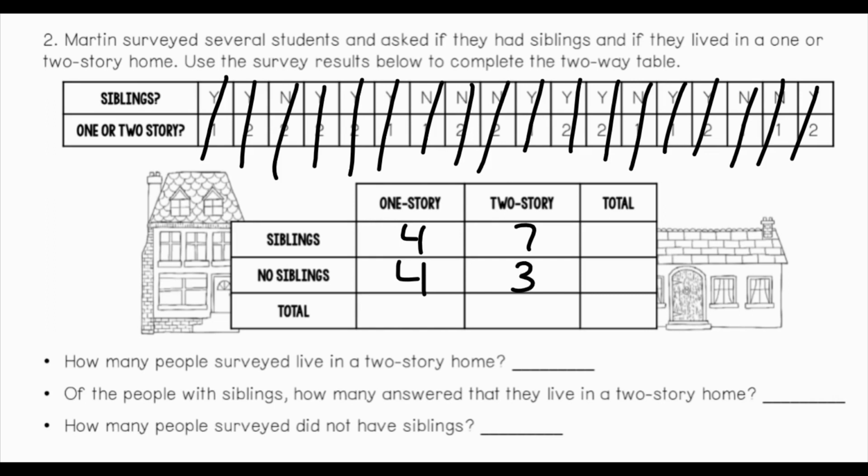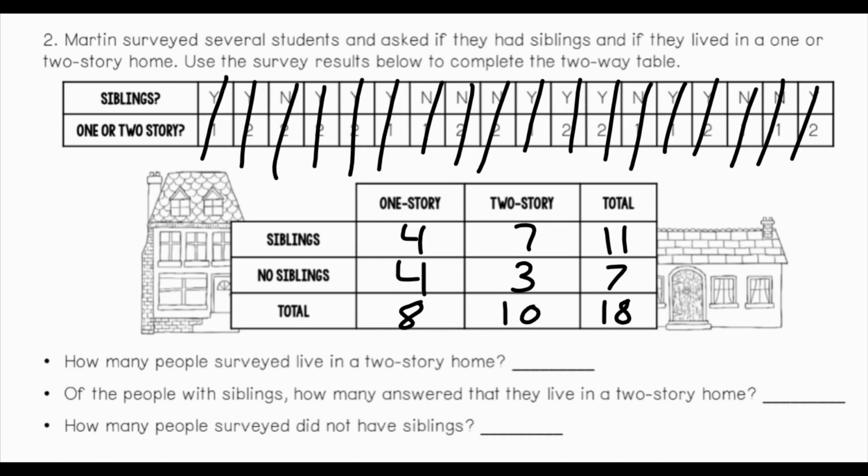Now I can create my totals. Let's create the total amount of people surveyed that had siblings, which would be 4 and 7, which is 11. Total amount that had no siblings, 4 and 3 is 7. Total amount that had 1 story, which was 8, and then the total amount that had 2 stories, which is 10, which gives me a total of 18 people surveyed.